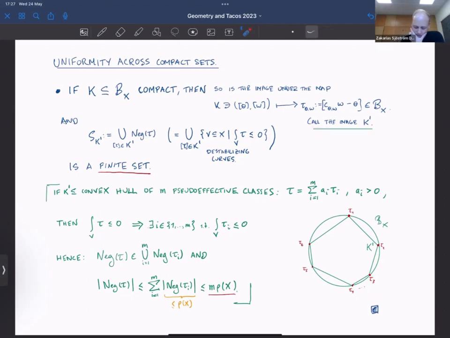And then this set associated to K prime. So if you take the union of the negative parts of all the classes tau in K prime, then, I have some brackets here with a mismatch, but that's okay.